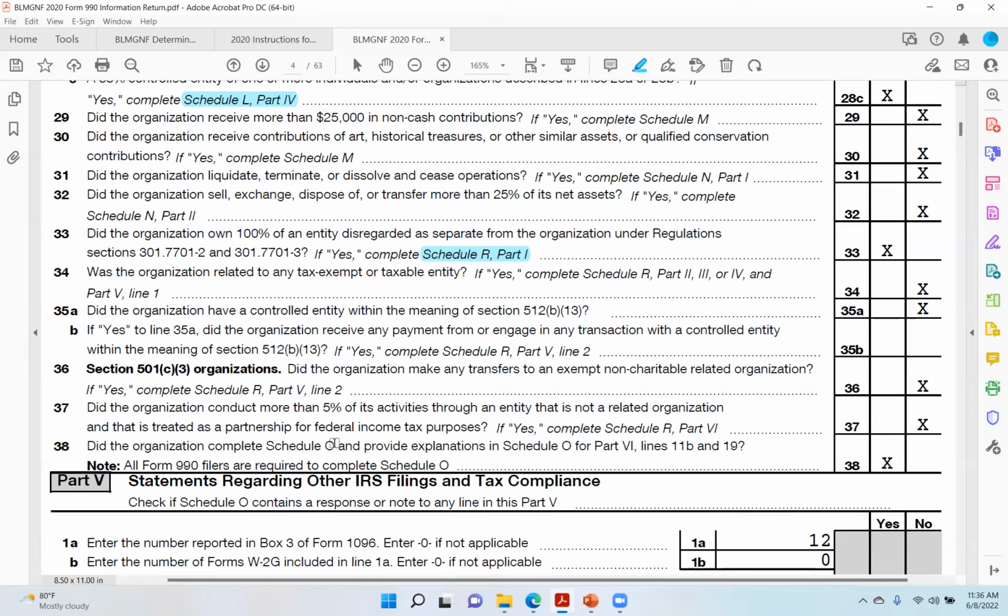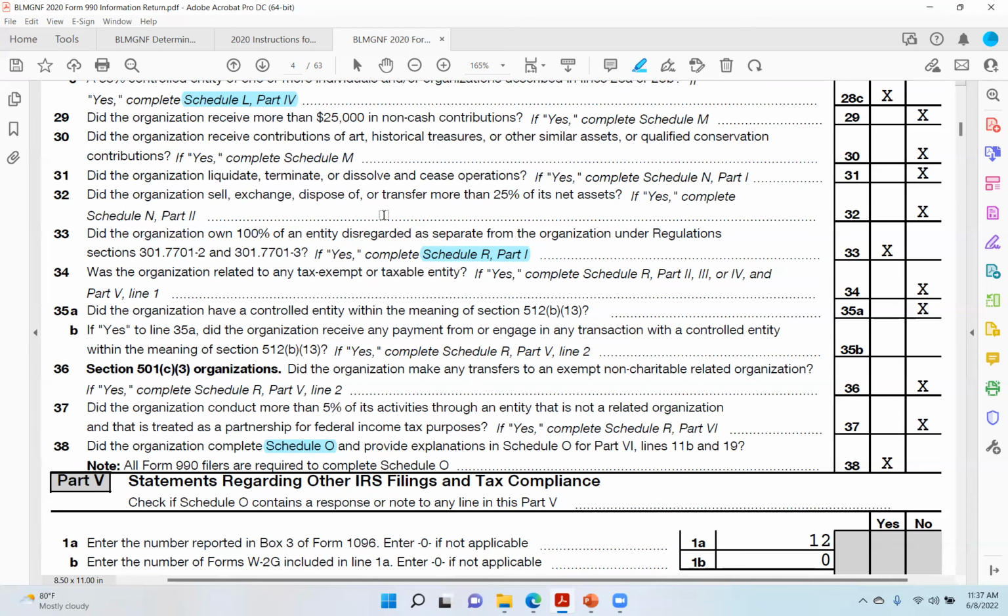37, did the organization conduct more than 5% of its activities through an entity that is not a related organization, and that is treated as a partnership for federal income tax purposes? They said no. And 38, did the organization complete Schedule O and provide explanations on Schedule O for Part 6, lines 11B and 19? And they said yes. So we should be looking for a Schedule O. And it says, note, all Form 990 filers are required to complete Schedule O. So those are the schedules.